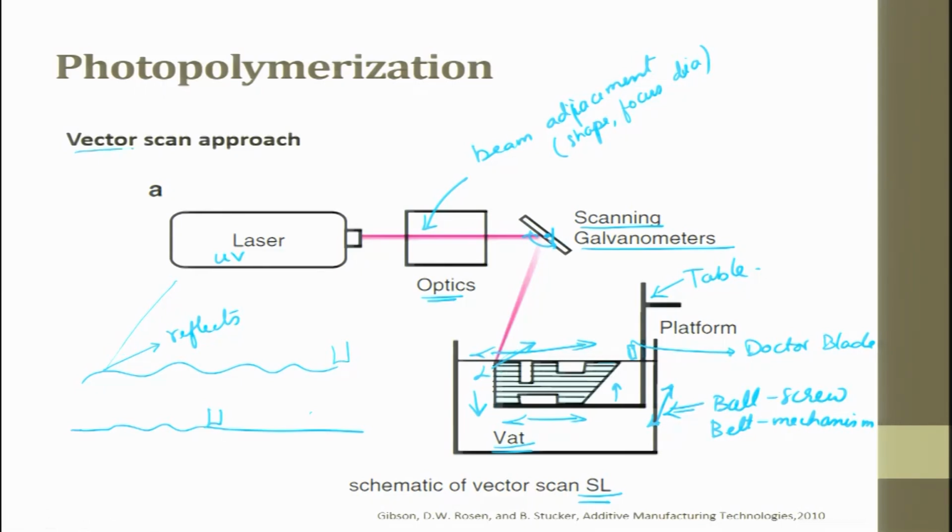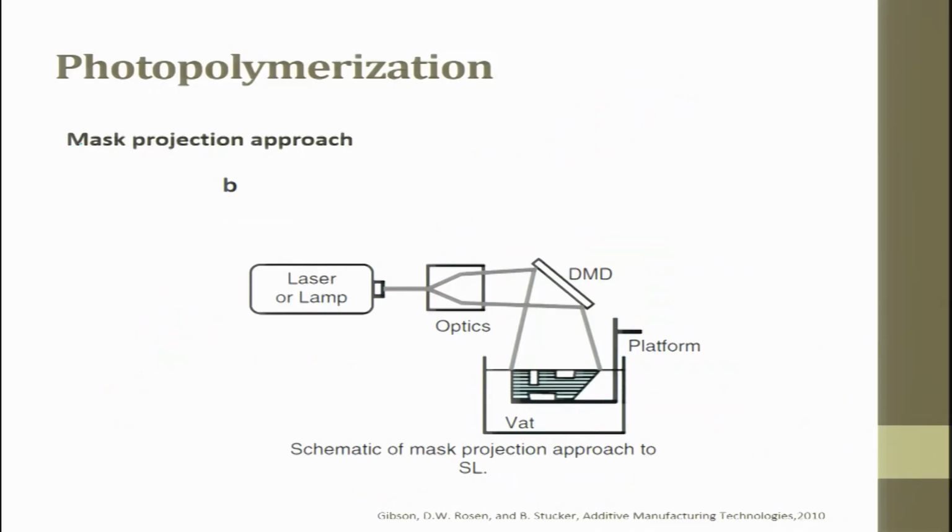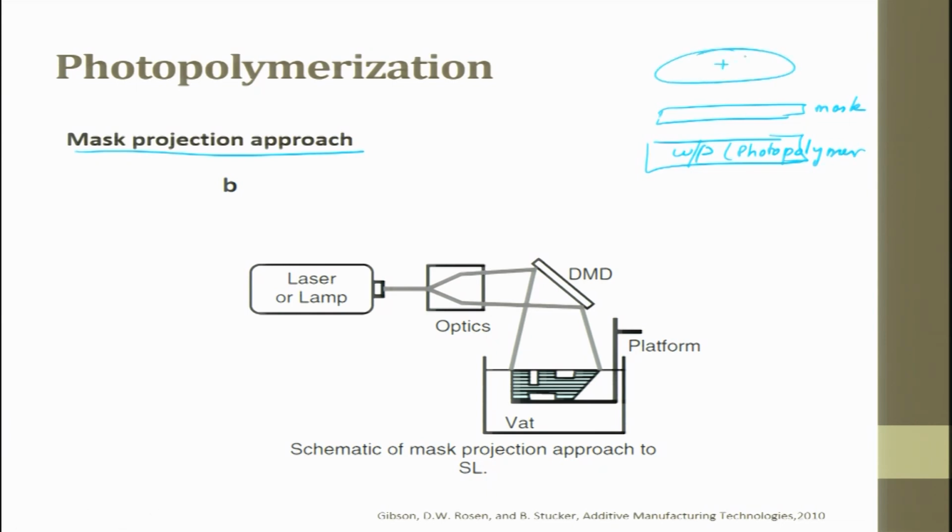So, this is the vector scan approach. The next technique for our discussion is the mask projection technique. As I told you, there will be a mask. You can have a static mask which is getting exposed on a workpiece, and this workpiece is nothing but a photopolymer. You can have a static mask, or you can also have a disc which is rotating. You can also use this as a mask and start developing the entire detail.